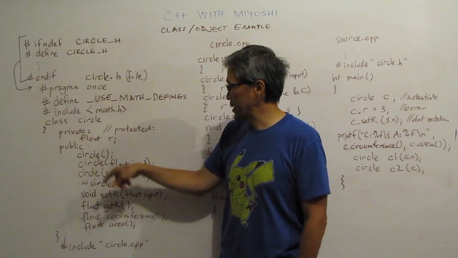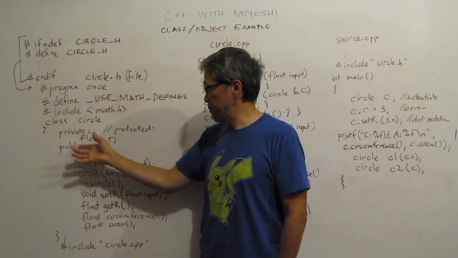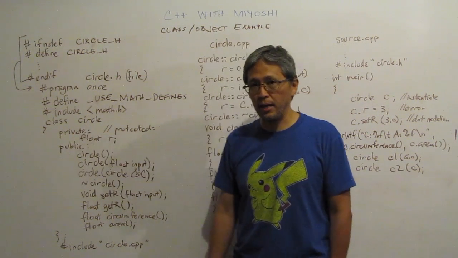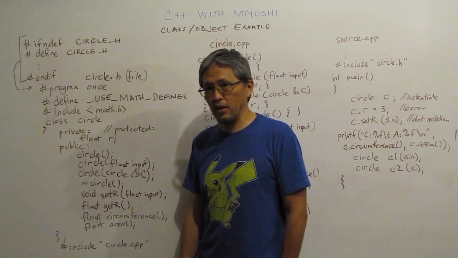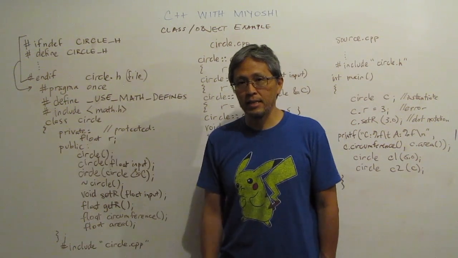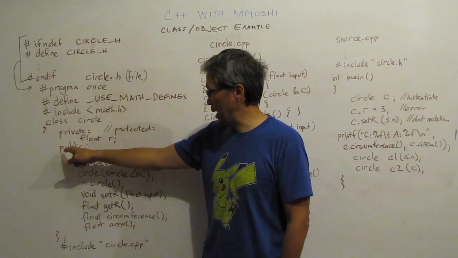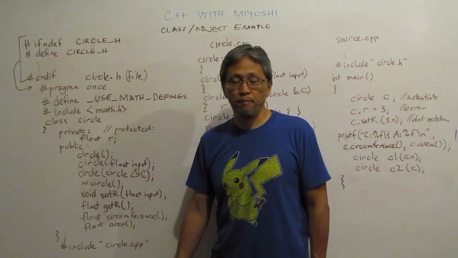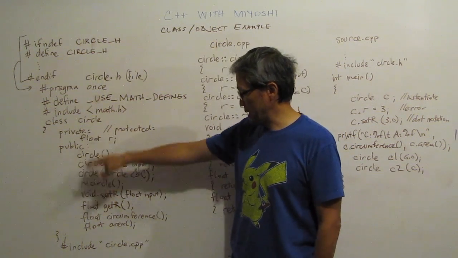I've got my private colon. Private says that this data, or this method if it was a method, can't be touched outside of the objects created by this class. If I have protected, then you can use that if you want to access data in derived classes, but I stick with private for the most part. I've got public colon, and these are the things that my program or other objects outside of this class can access.